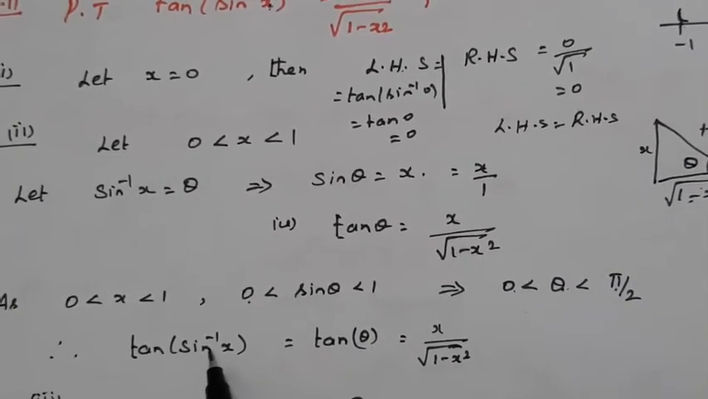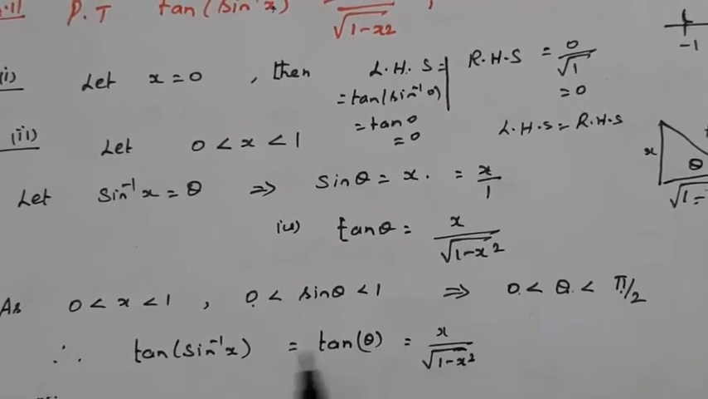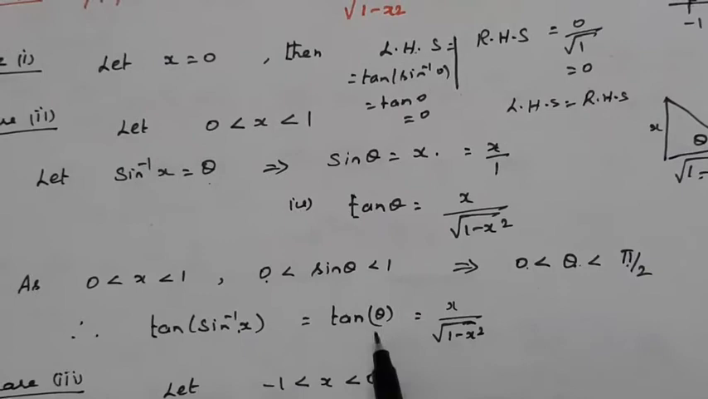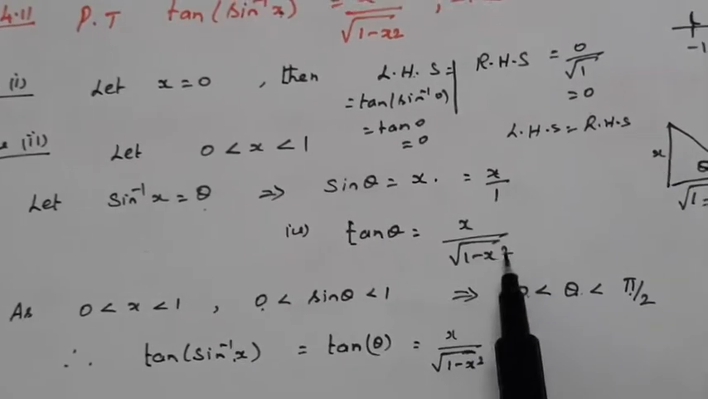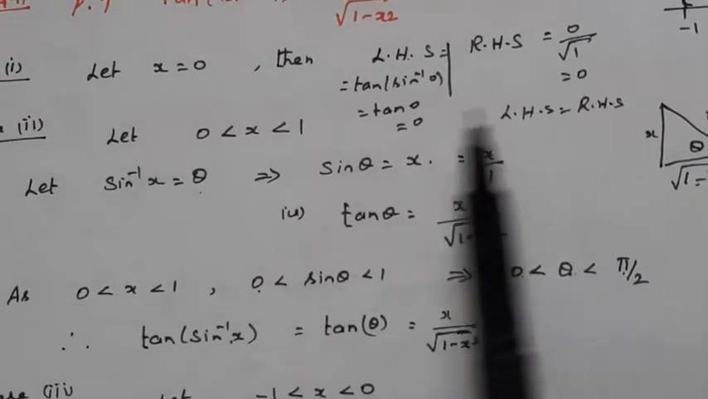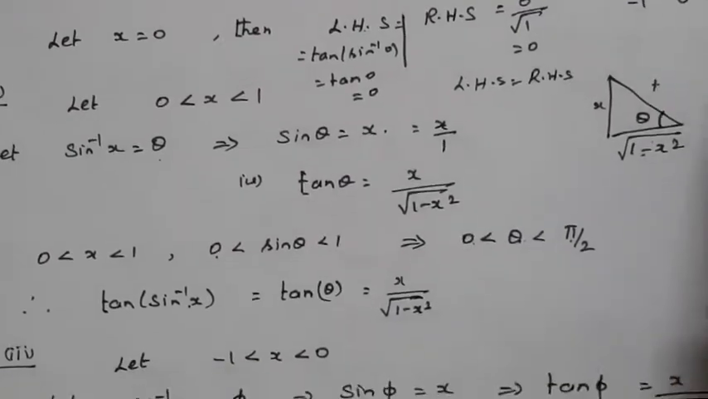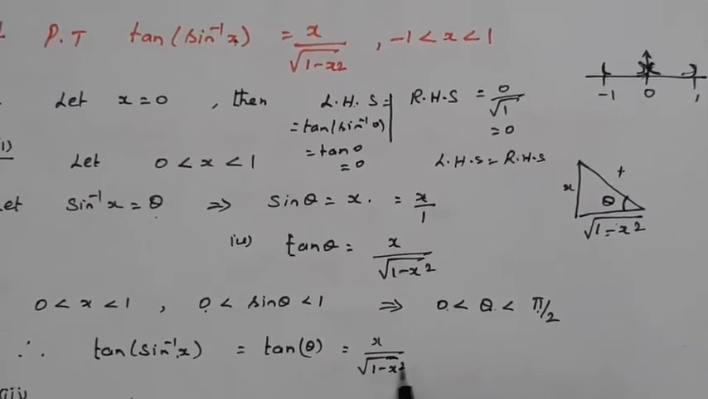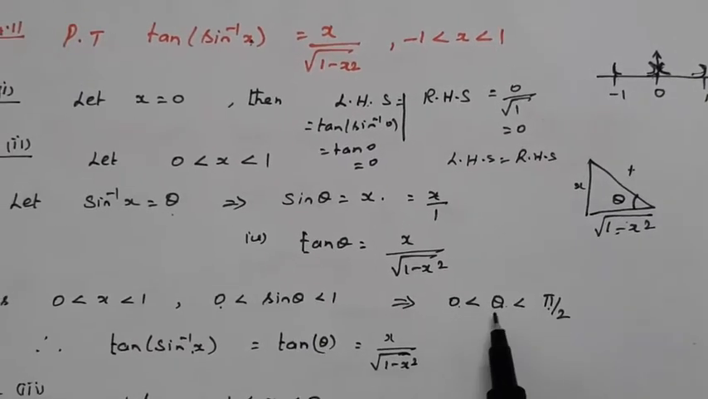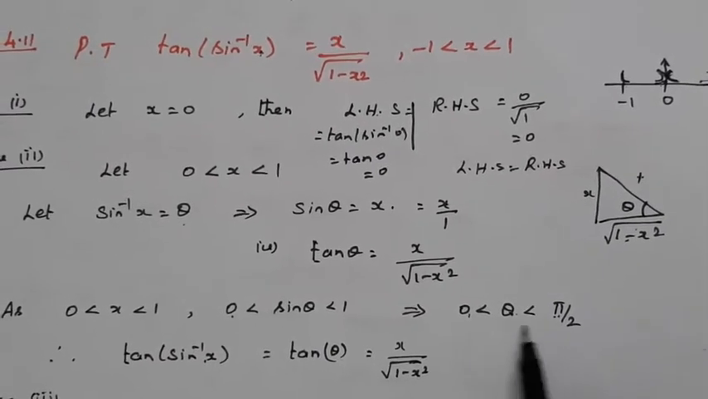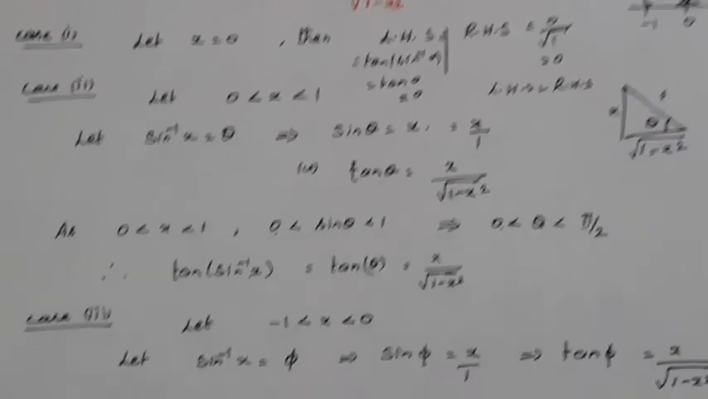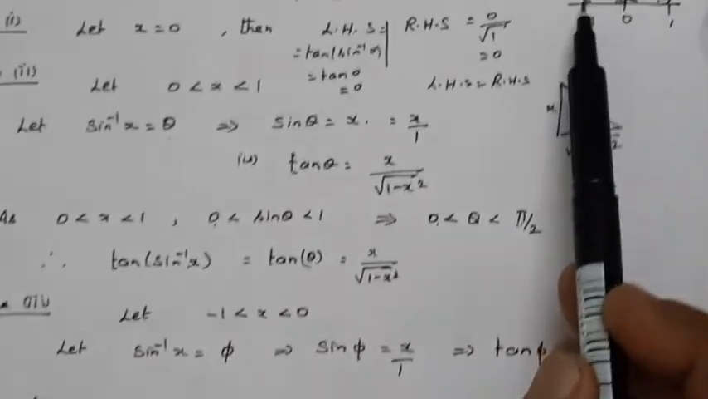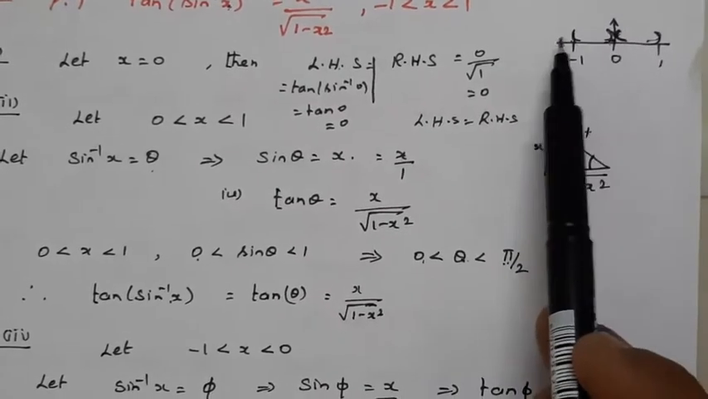Okay. So what is tan of sin inverse of x? What is sin inverse of x? Theta. Tan theta. What is tan theta? x by root of 1 minus x square. So if x belongs to this interval 0 to 1, tan of sin inverse of x is equal to x by root of 1 minus x square. So we can apply the rule moreover because theta lies in the first quadrant, the required principal domain, right?